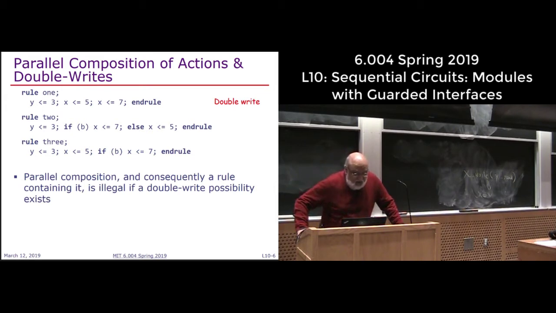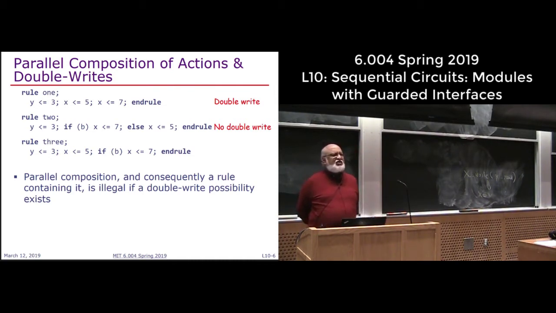What about the second one? Anyone? Okay, why not? You're saying there is no double write here. Why? I am writing into x, 7 and 5 again. But either I'm writing 7 or I'm writing 5, depending upon the predicate B. No double write. There is only one such possibility when this rule executes. So there is no double write in this case.